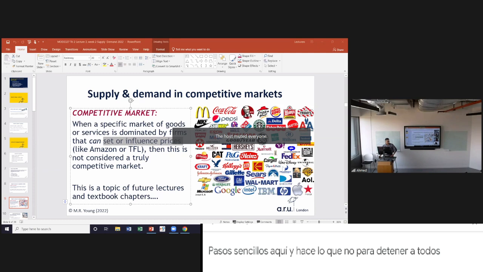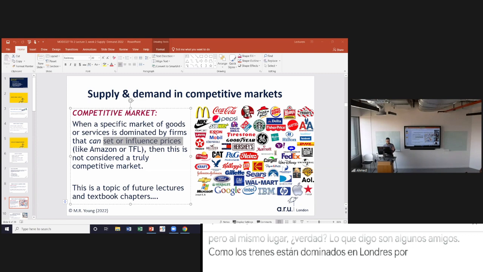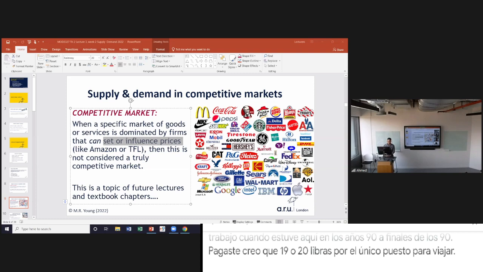You said there's only one way to get here, but let's say someone's coming from East London and someone's coming from North London. They can take different routes, but to the same place, right? That's fine. What I'm saying is that if goods are dominated by one or a few firms, like trains are dominated in London by Transport for London. I've lived here for 20 years or more, and I've always had to use the underground to get to work. So they're very dominant, and they'll set the price they want to set. At the end of the 90s, you paid, I think, 19 or 20 pounds for a zone 1 to zone 4 weekly pass. Now it's over 50 pounds. They can set what price they want to set.